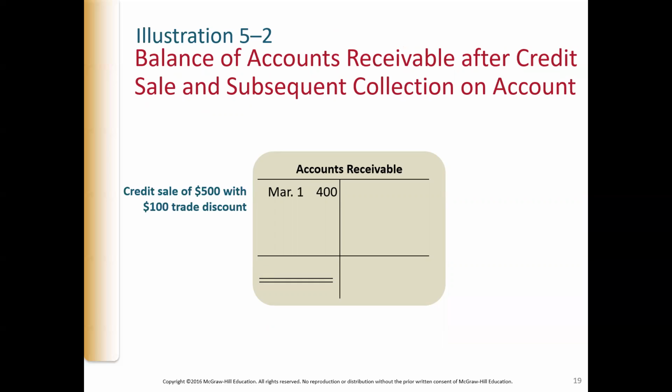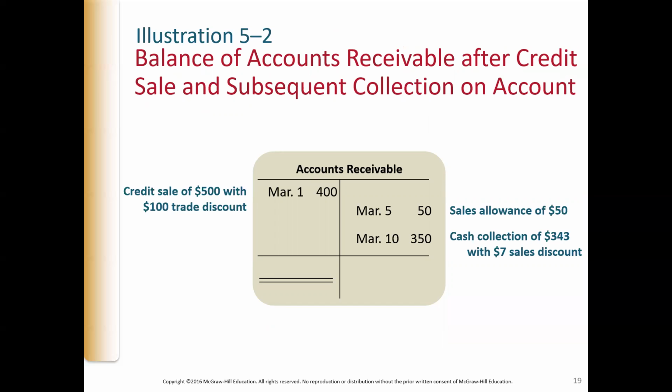So the balance of the accounts receivable after the credit sale and subsequent collection on account started with 400. We credited the accounts receivable with the sales allowance of 50 and the sales discount of 7 to give an ending balance of 0.